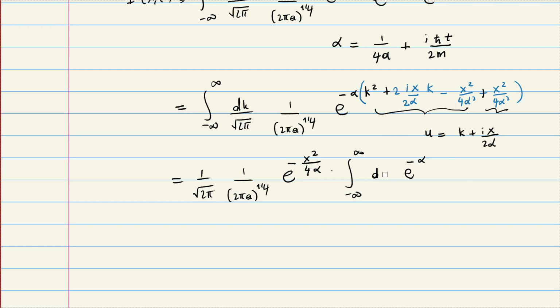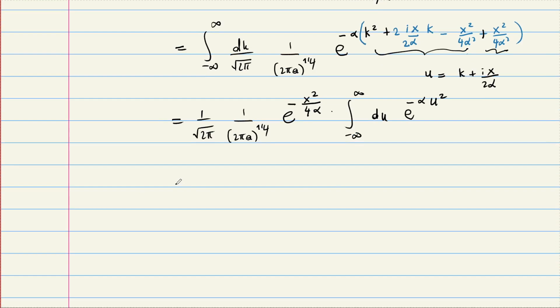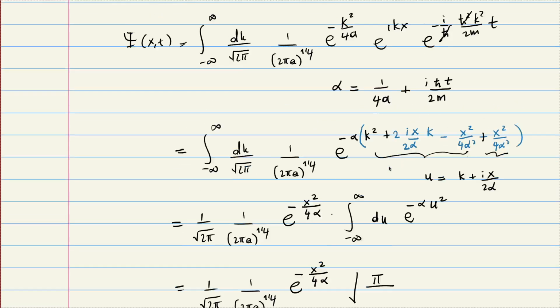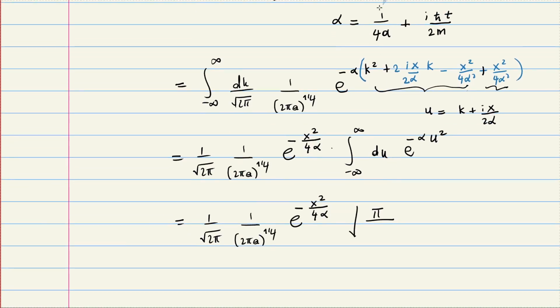So du, so this is u squared, and this is the end of the integral, so this is this guy, and this is going to be pi over alpha. And what did we call alpha? Alpha is this thing. Let's also write it here. Good. Let me check. 2 pi. Yes. So this will cancel this thing.